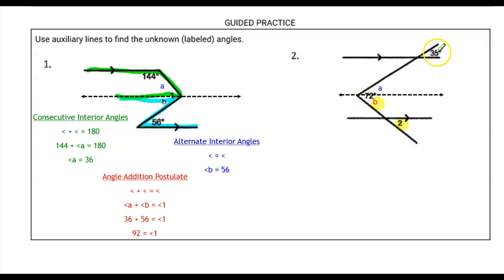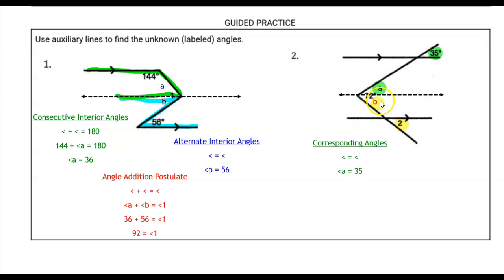So this angle 35 has a special relationship with this angle, which is angle A. Guess what? This 35 is on the top right-hand side of that intersection. Angle A is at the top right-hand side of that intersection. They are corresponding angles as well. Once I know that this angle A is 35 degrees, I can say, well, A plus B is equal to 72, right? So A is 35.